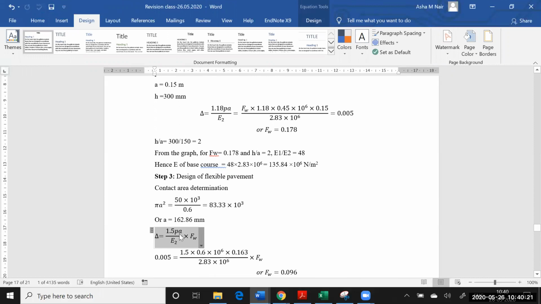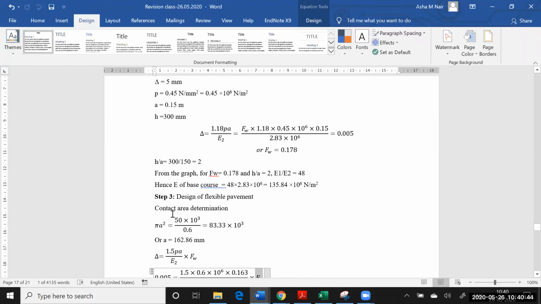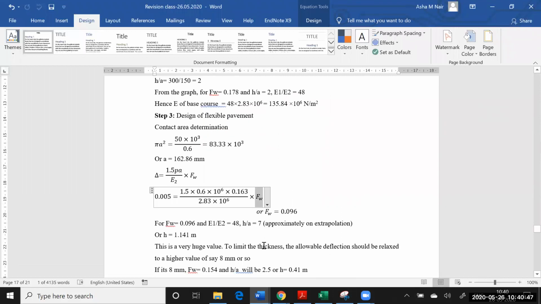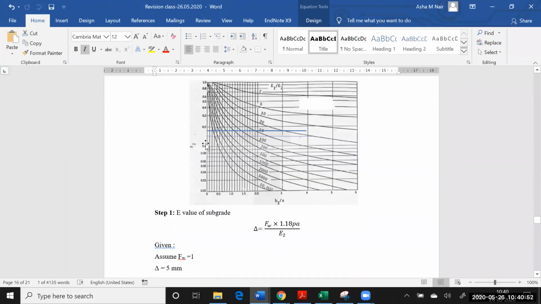So delta is equal to 1.5 into P into A by E2 into Fw. Delta is equal to 1.5 into 0.6 into this one divided by E2, and you will get the value for Fw as 0.096. Since E1 by E2 is equal to 48, you get H by A as 7 because it will go outside. So you can see here 0.096 and 48, because the graph is here.